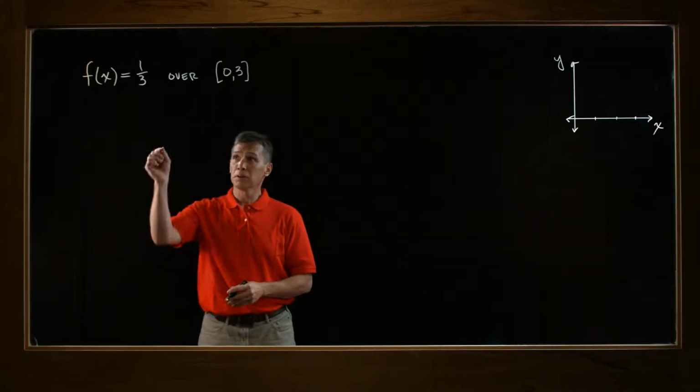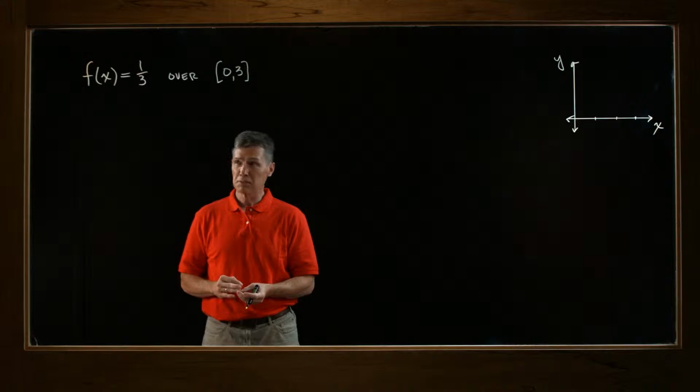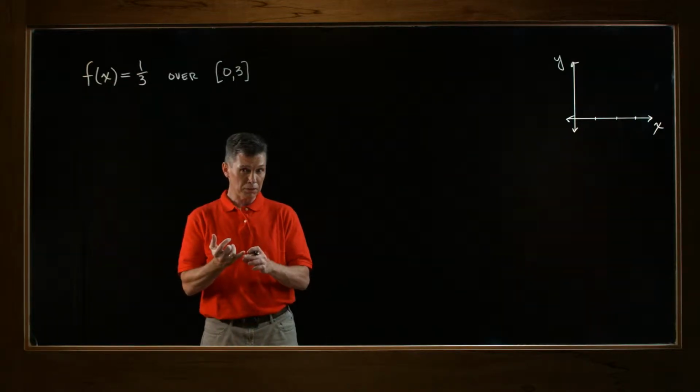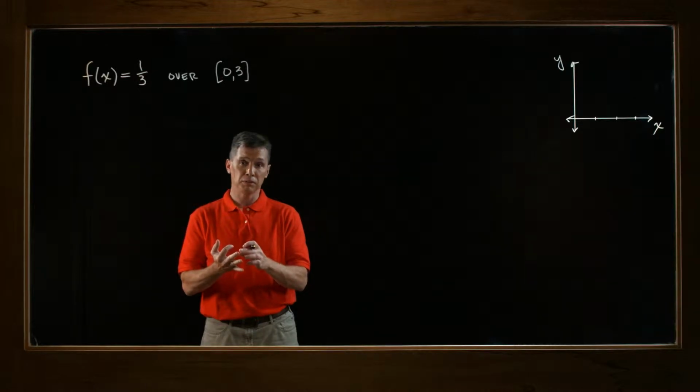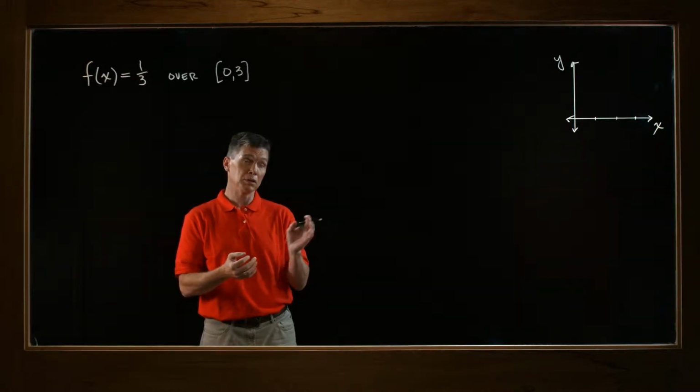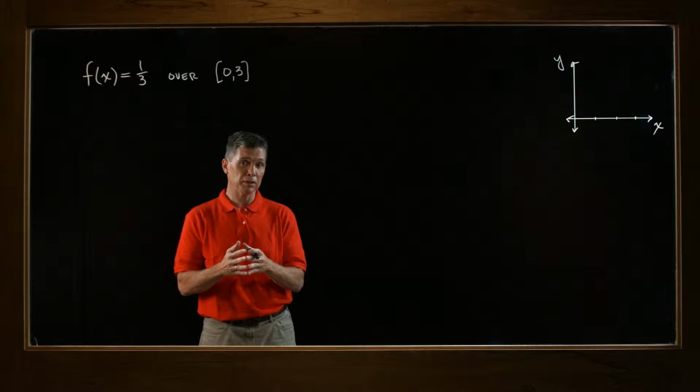Hi, I'm Pat Kelly. All right, in this problem, we're given this probability density function of f of x equals 1/3 over the interval from 0 to 3. They ask us to find the expected value, the variance, the standard deviation, and then when we're done, to draw a graph of the function and to plot the mean.